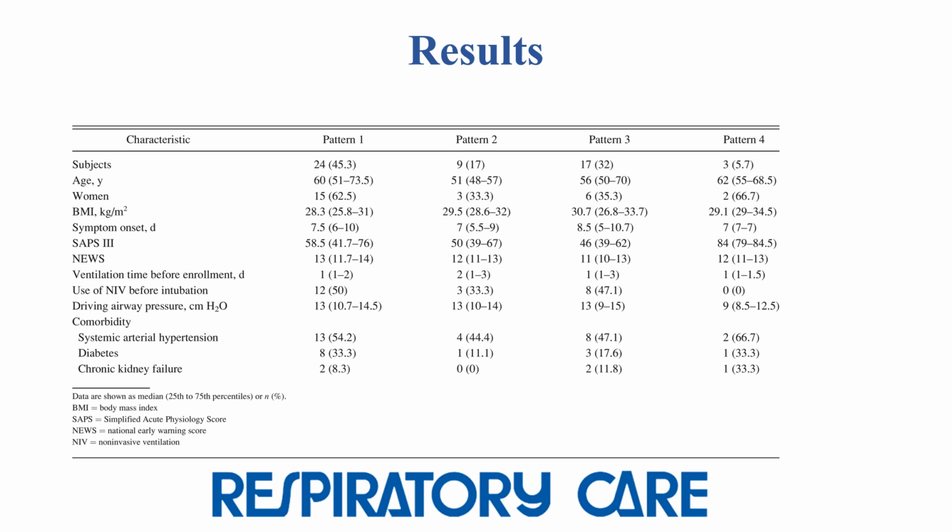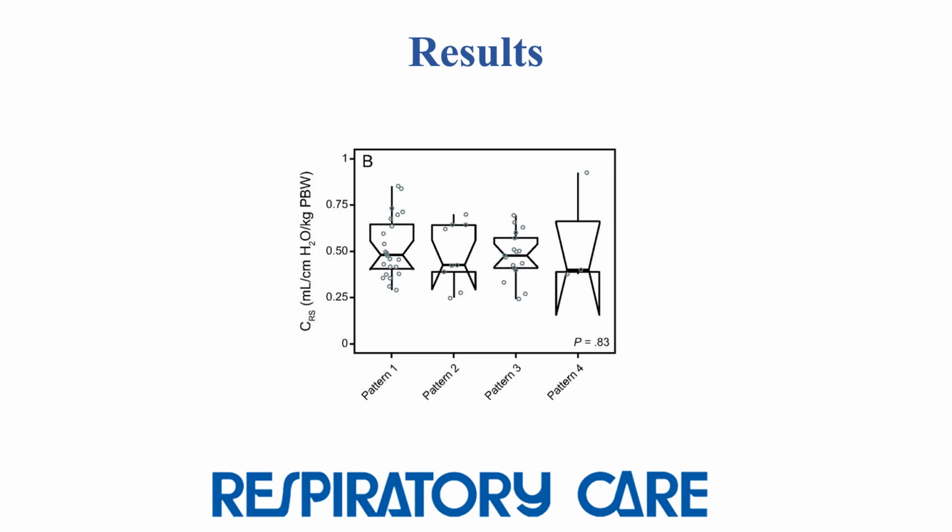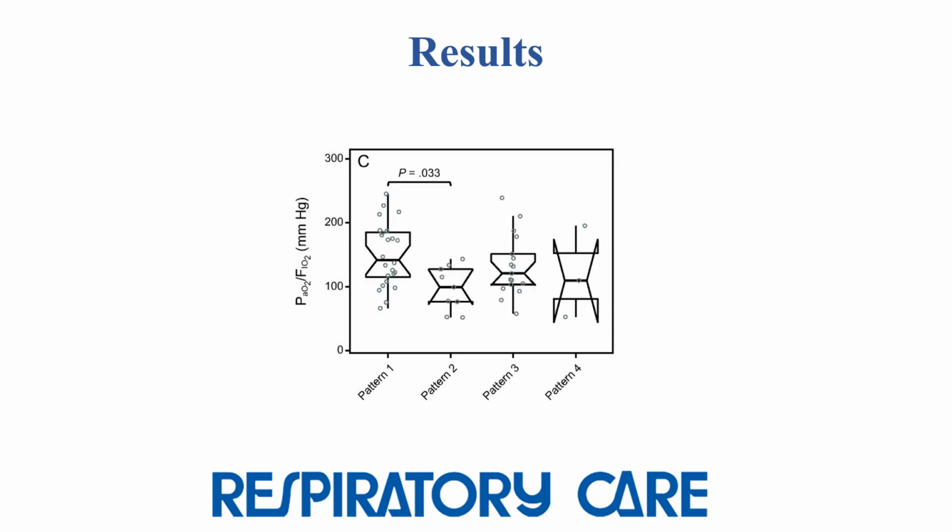Data from 53 subjects were included in the analysis, of which 45% demonstrated pattern 1, or preserved bilateral dorsal ventilation, and 32% with pattern 3, or unilateral dorsal hypoventilation. In this box plot, respiratory system compliance was not found to be significant among the different EIT patterns. The evaluation of gas exchange was significantly lower in pattern 2 for bilateral dorsal hypoventilation as compared to pattern 1, preserved bilateral dorsal ventilation.